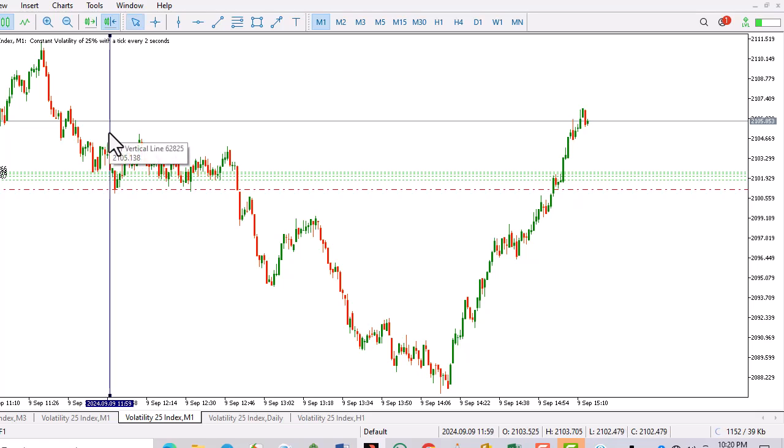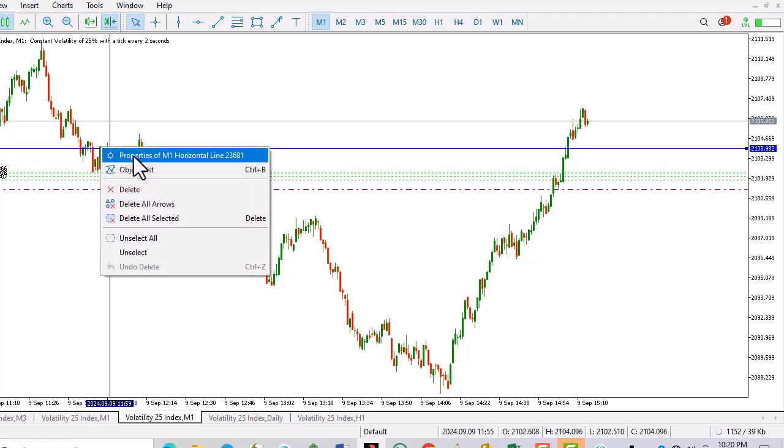This is 11:59, but actually it's 12 o'clock. So my open price now is this. Look at it there. This is where the market opened here. All right, this is where the market opened.